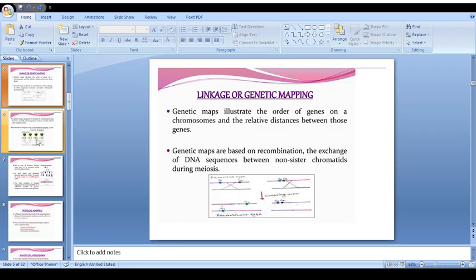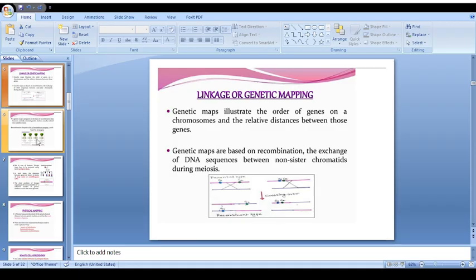First of all, we'd like to know what is meant by linkage or genetic mapping. The genetic map illustrates the order of the genes on a chromosome and the relative distance between one gene and the other, just like finding the distance between one place and another. Genetic maps are based on recombination, that is, exchange of DNA sequences between non-sister chromatids during meiosis.